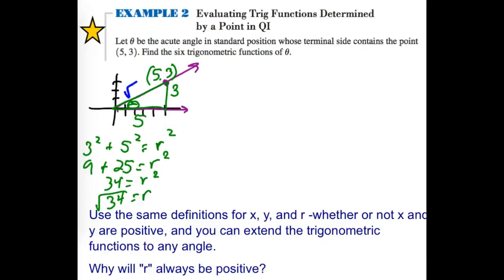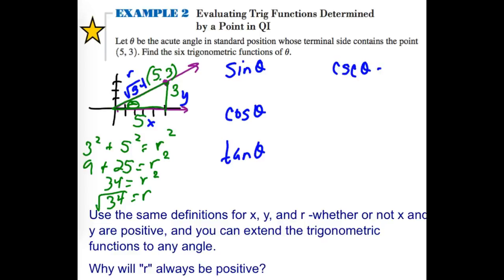So we have the square root of 34 for that piece. It says find all 6 trig functions. We know our x, we know our y, and now we know r. Okay? So this is x, this is y, this is r. So we want all 6 trig functions. I usually pair them up with the trig function and its reciprocal. Makes it easier.